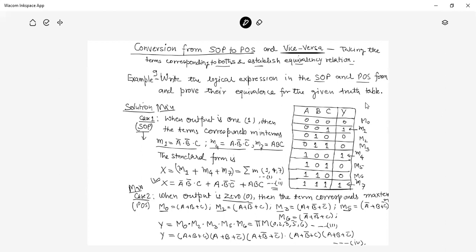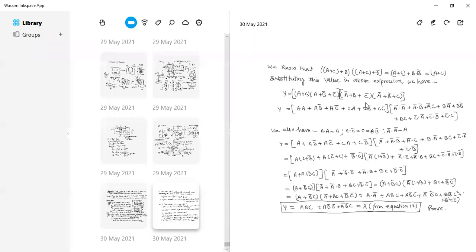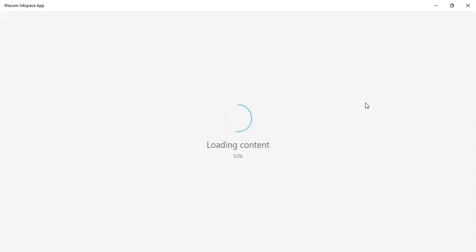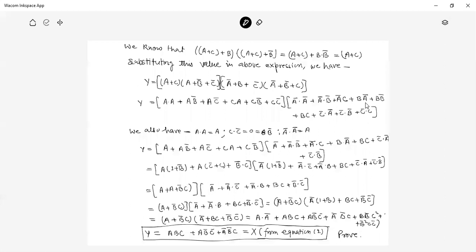Now we simplify equation number 4. How to simplify? Very easily. We simplify this by taking the simple multiplication for the two corresponding terms. We know that A plus B in bracket plus C, and A plus C in bracket B bar. So on simplification, A plus C plus B into B bar.